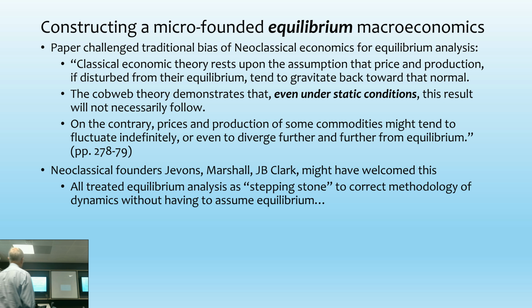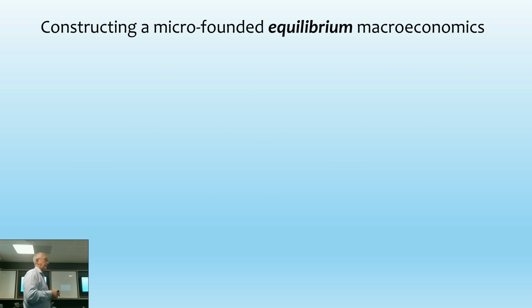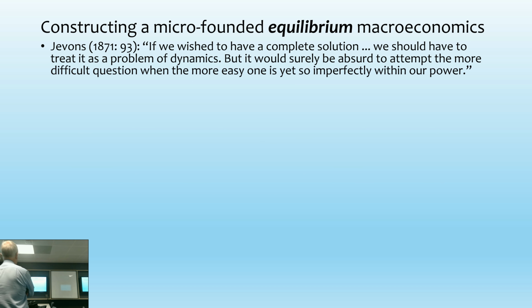And that would have been something that, when you look at the way that the original founders of neoclassical economics worked, they would have been quite happy about. Because when you read Jevons, Marshall, Clark, to some extent Walras, definitely Menger, they're happy to say, well, we're only doing equilibrium because we don't have the tools for non-equilibrium in the 19th century. So here's Jevons in 1871 saying, we wanted to do a complete solution which treated it as a problem of dynamics. But why do we do statics? Because it would be absurd to attempt the more difficult question when the more easy one is yet so imperfectly within our power.